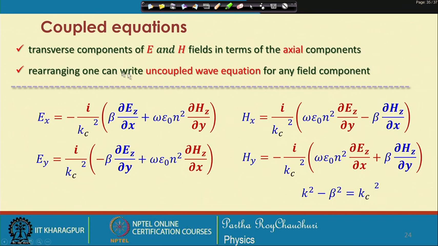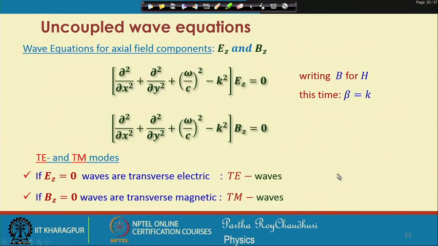Now, let us remember that we have seen that all the transverse components of the electric and magnetic fields can be represented in terms of the longitudinal components of the electric and magnetic fields. The same set of 4 equations, where k c is the transverse component, that is the total propagation vector, and this is the z component of the propagation vector. So, this is the transverse component of the propagation vector.